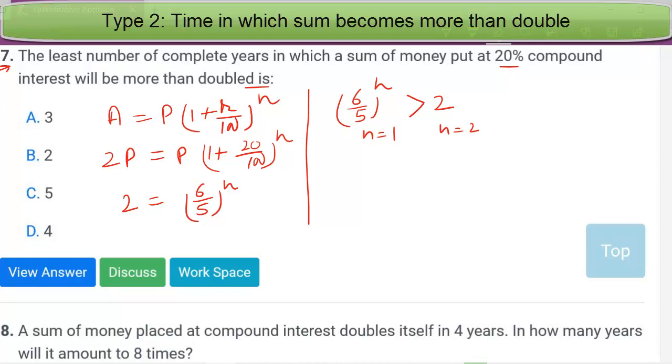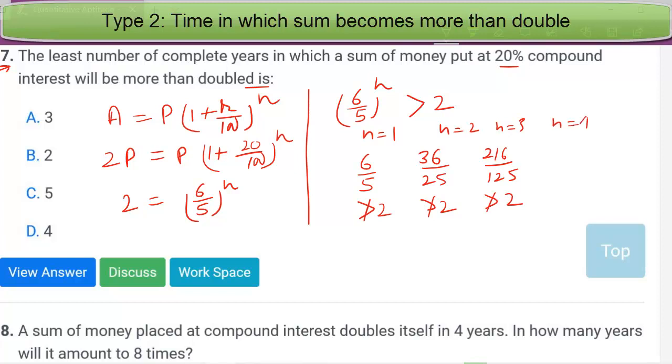If I put n equal to 1, I am getting 6 by 5, which is not more than 2. If I put n equal to 2, I get 36 by 25. Again I am not getting more than 2. If I put n equal to 3, I get 216 divided by 125. This is also not greater than 2. You can check. And then n equal to 4.